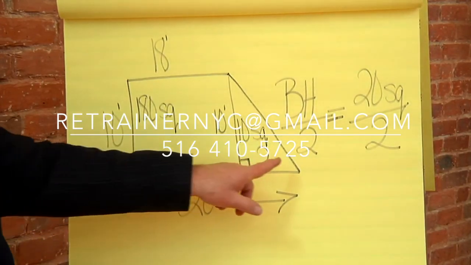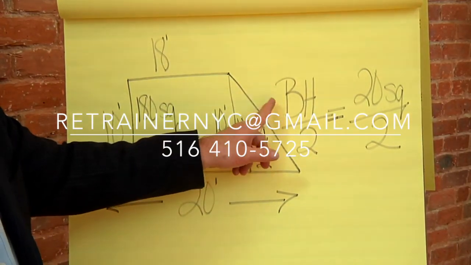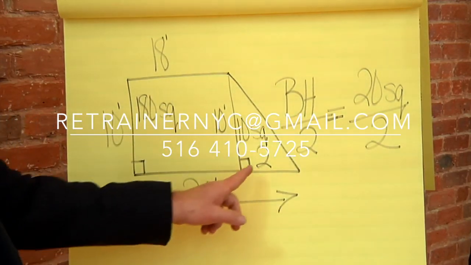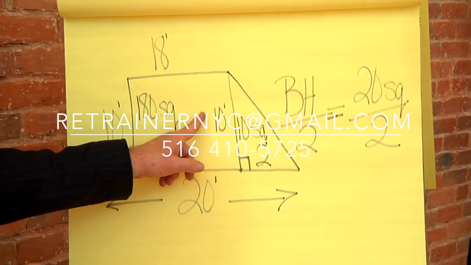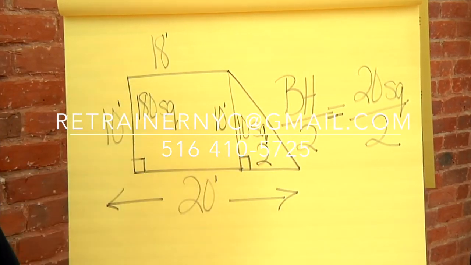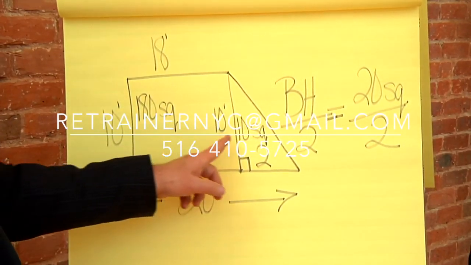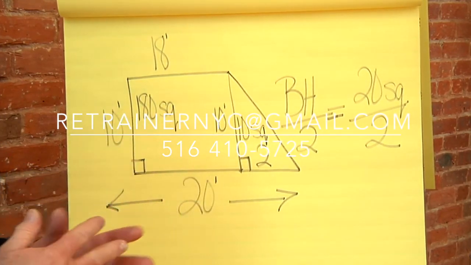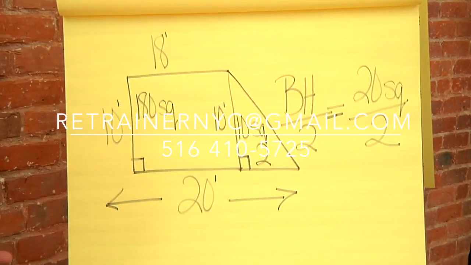We said that the formula for the area of a triangle is base times height divided by 2. Base is 2 feet. Height is 10 feet. That's 20 square feet. Divided by 2 is 10 square feet. And now we add them together. 180 plus 10 square feet, the answer is 190 square feet in this particular instance.